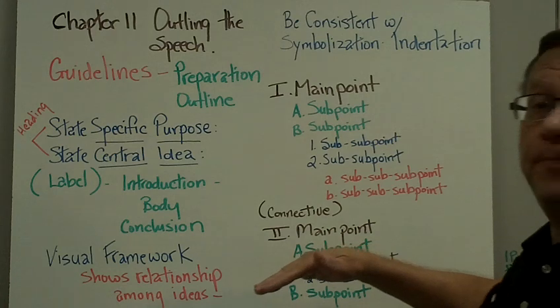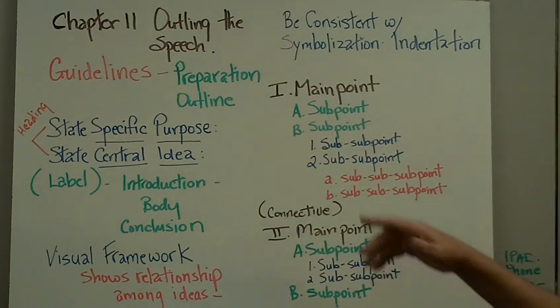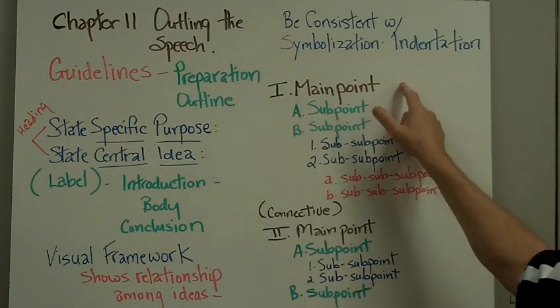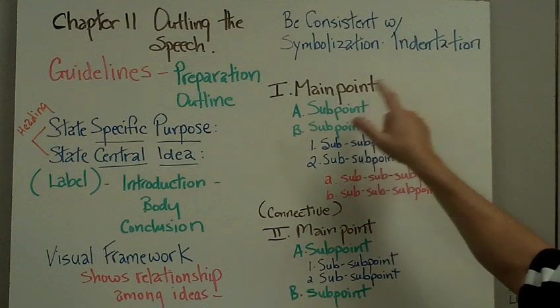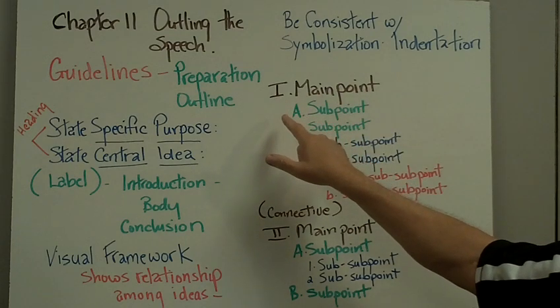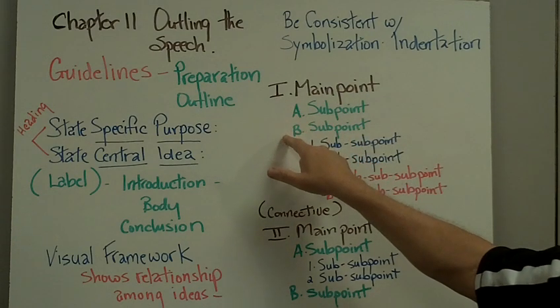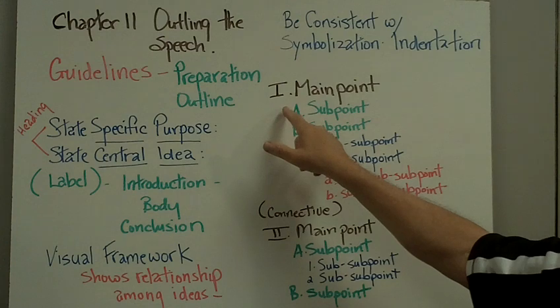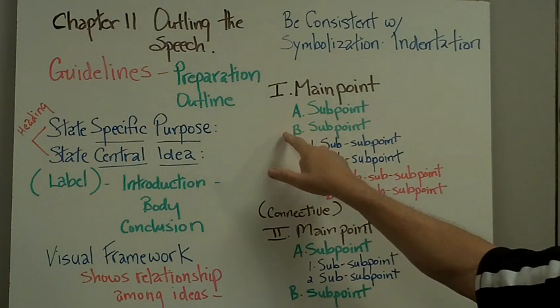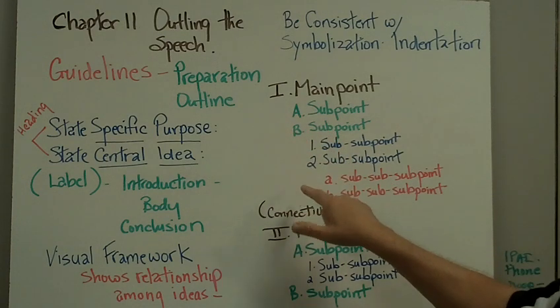Here's an example of how this should be done. Roman numerals will be your main points. Following the main points will be the subpoints. They are capital letters. In this example we have A and we have B. You could have a C, of course.